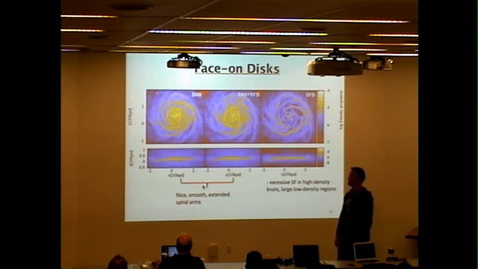Let's see. So we actually do have one parameter for the stellar feedback. So it's either like 10%, 20%, 30%. We actually can pick a number. We're picking 10% right now.